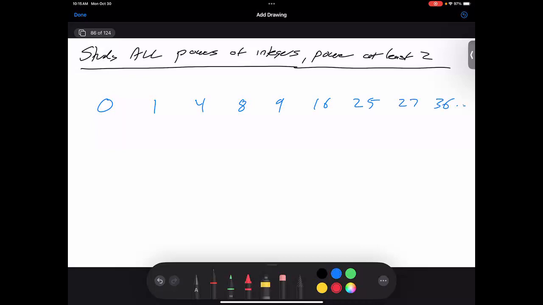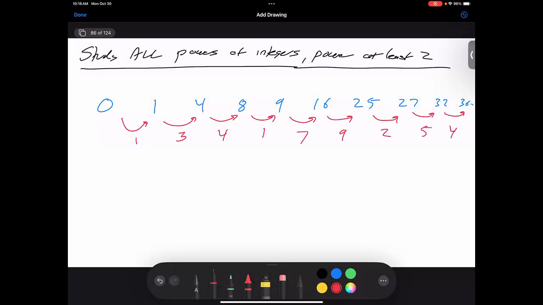And so now let's start looking at the gaps. We have 1. Got 32, thank you. So we'll have 32, 36. And so we have 1, we have 3, we have 4, we have 1 again, we have 7, 9, we have 2, we have 5, we have 4 again. All of a sudden, the problem has become a lot more interesting.